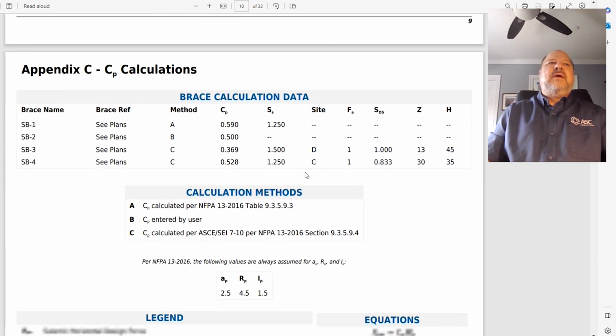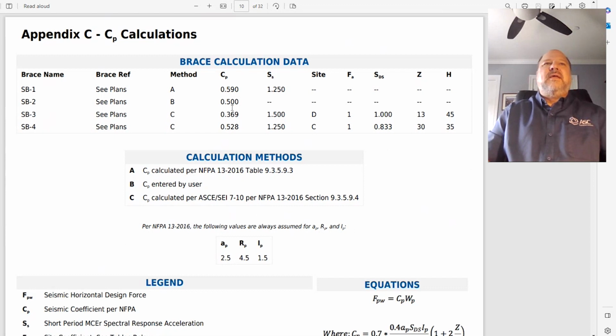Next thing we give you is an explanation of how we calculated our C sub P seismic coefficients. And I think from the past videos, you've seen how we utilize 3 different methods, A, B, or C. A is use the simplified assumption table in NFPA 13. B is just flat out enter a value. And C is use the more sophisticated formula from ASCE 7. That's how we derive how the table is created with the very conservative assumptions.